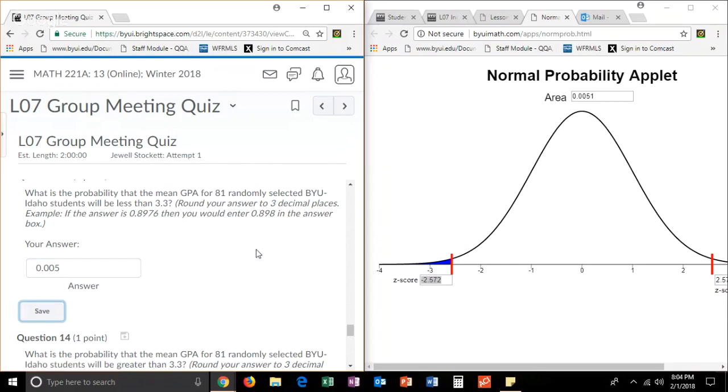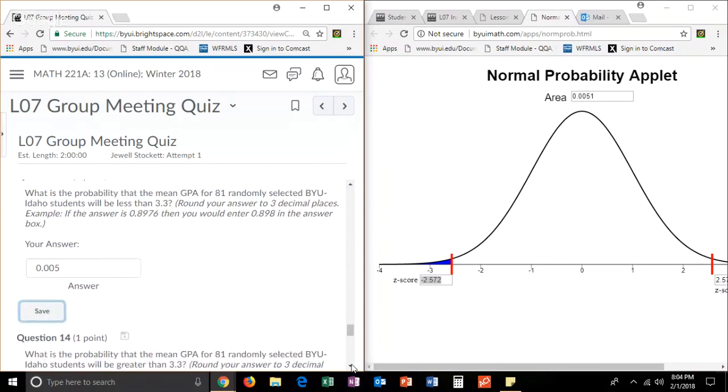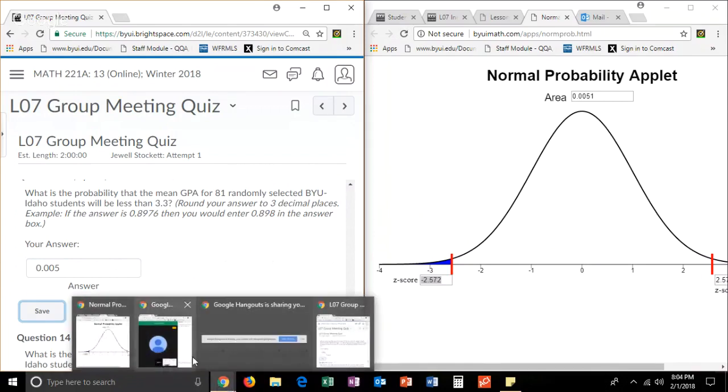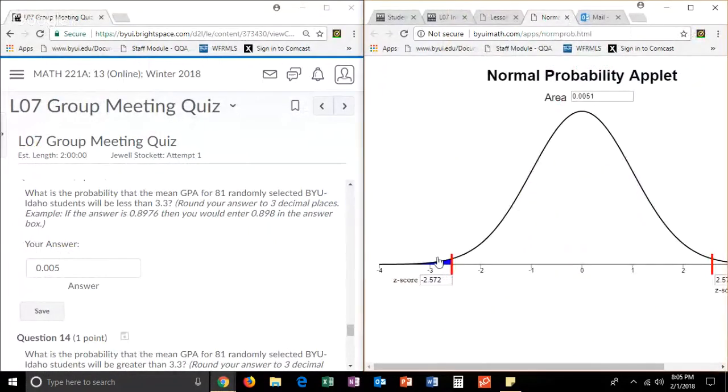So how I did it is I did the 0.7 divided by 9, so it's what it was before, 0.078. Then I did 3.3 take away 3.5, and I got negative 0.2. Then negative 0.2 divided by 0.078, and I get my z-score of negative 2.52. It's asking for what is less than that, so I put that in here. Am I still sharing my screen? Yes, you are. I put it there and highlighted this part, and I've got 0.0051.